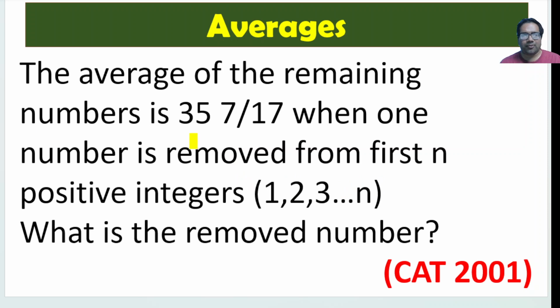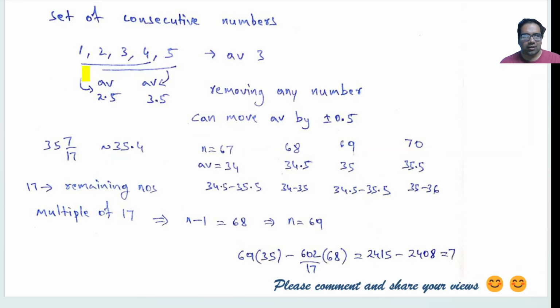This is a beautiful problem. Let us learn and understand how averages behave. Let us take a sample of five numbers, the first five numbers, 1 to 5. What is the average? The average is the one which is at the center, which is 3. Now there are two ways of removing. Either you remove the lowest or you remove the highest, and let's see what the average will become.